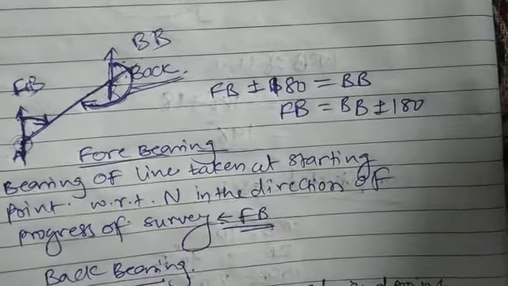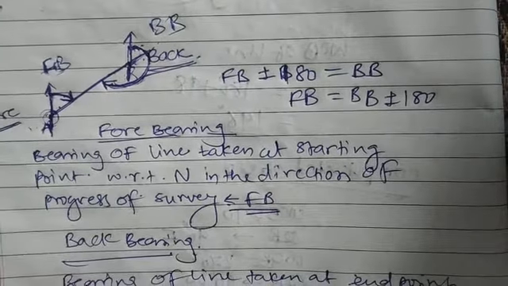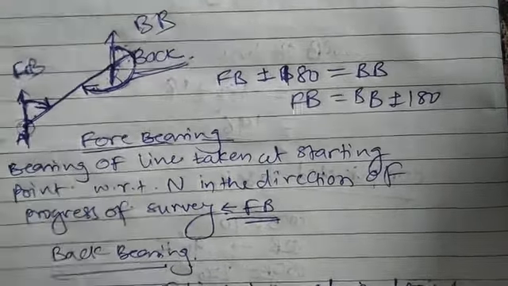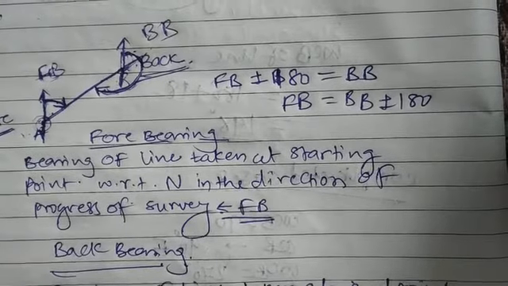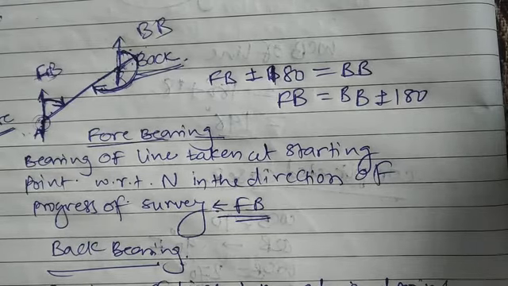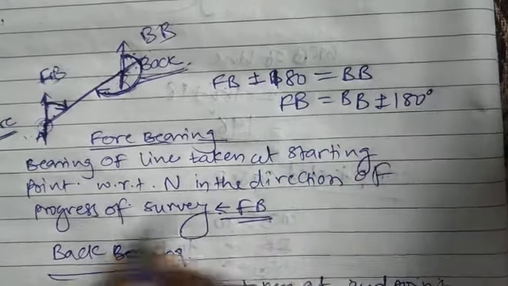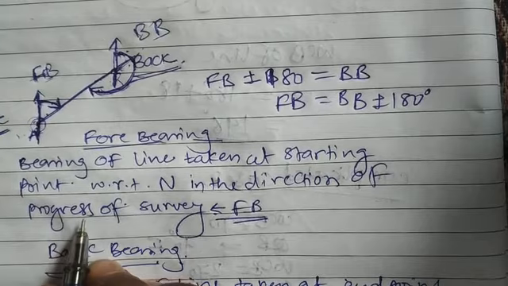So this is the formula for forebearing, or the relation between forebearing and back bearing. It means that forebearing and back bearing always have a difference of 180 degree. Okay, they always have a difference of 180 degree.